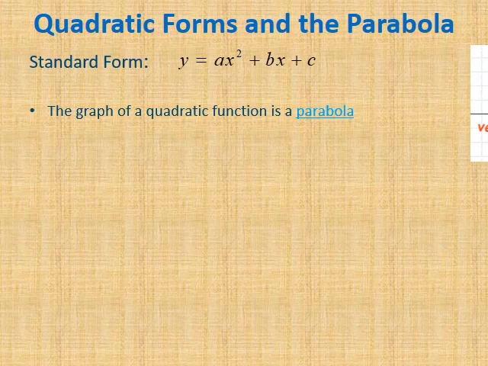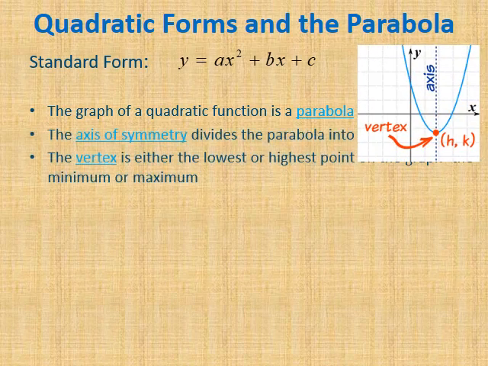This parabola opens up or down according to the value of a. If a is greater than 0, it opens up. If a is less than 0, it opens down. And we have a turning point which is called the vertex. The vertex is a point with two coordinates x and y, like h, k.